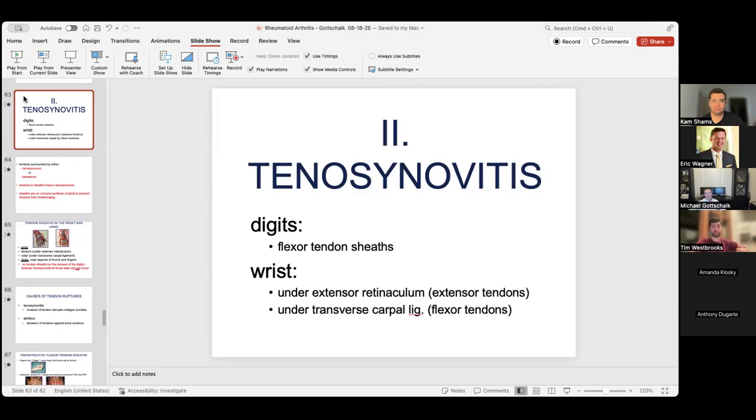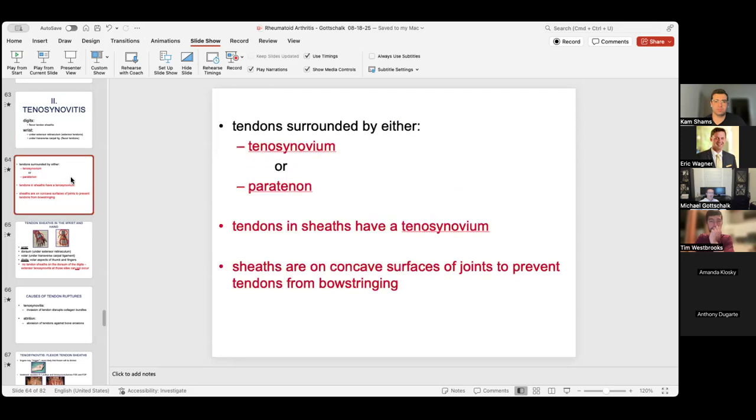So this is different from affecting your joints. Sometimes the joints can cause attritional ruptures. This is where the disease has directly attacked the flexors or extensors of the digits or of the wrist. So tenosynovitis, typically you see it affect the digits, the flexor tendon sheaths, and the wrist. You can see it in the extensor retinaculum or under the transverse carpal ligament for the flexor tendons.